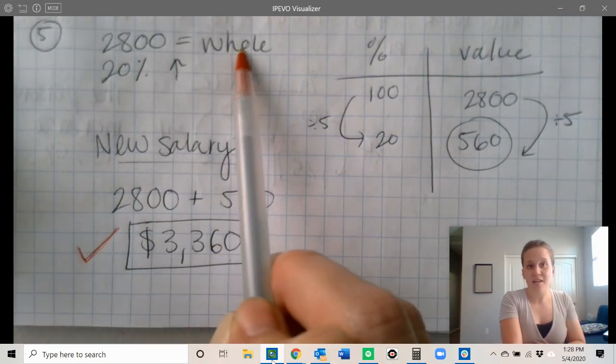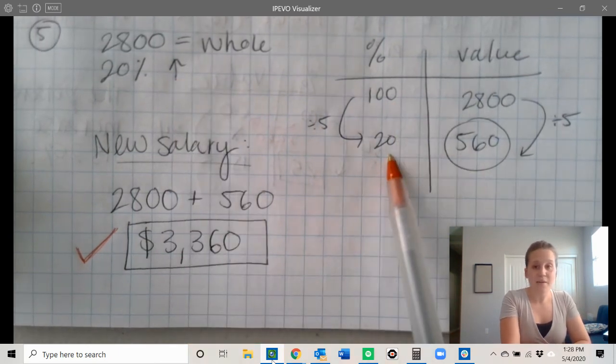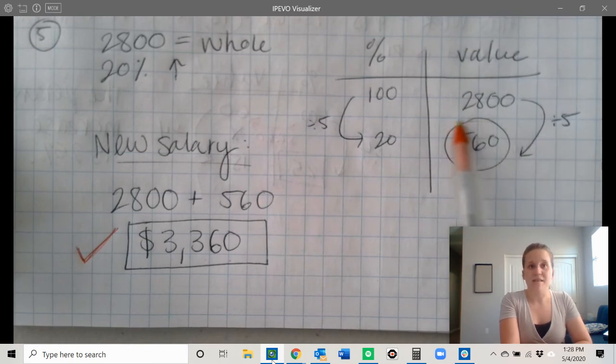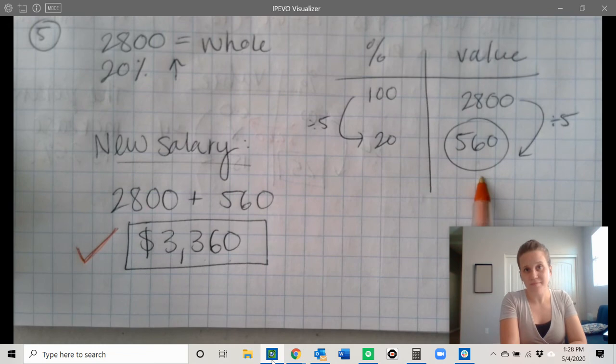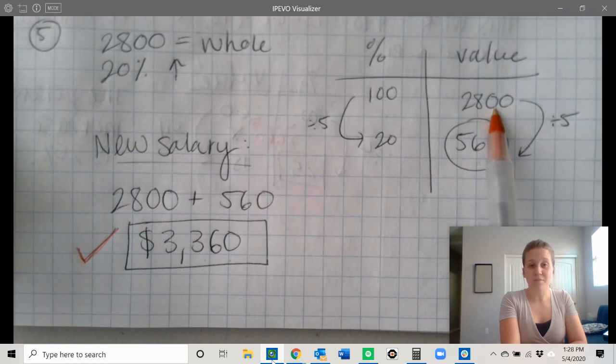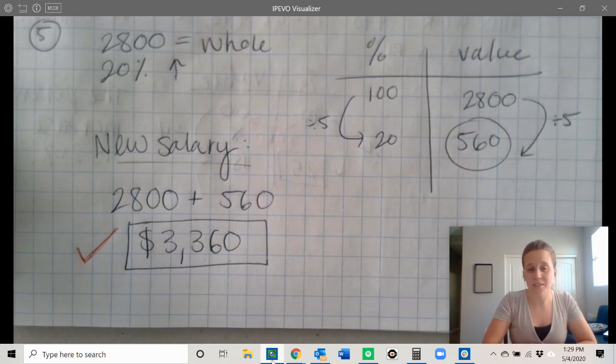I know that $2,800 is the whole, that's my original amount. I know it's a 20% increase. I found 20% of 2,800 and I got 560. This was not my answer. Why not? Right, this is just the amount that was increased. It's not the new salary. If she started with $2,800 last year, then I would expect her pay to be greater than $2,800 after a 20% increase. So it does not make sense to say her new pay is $560.